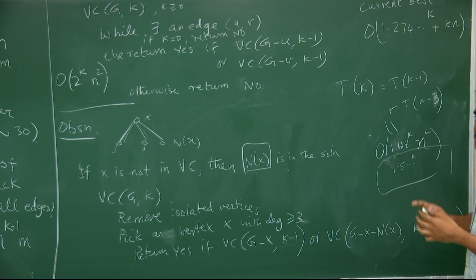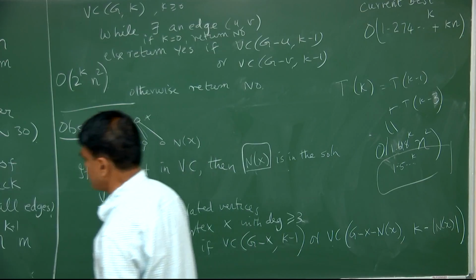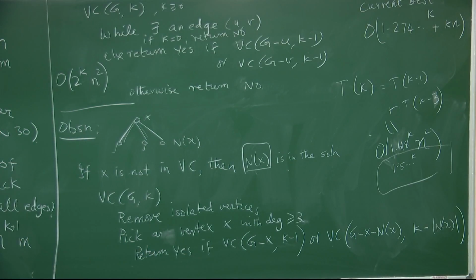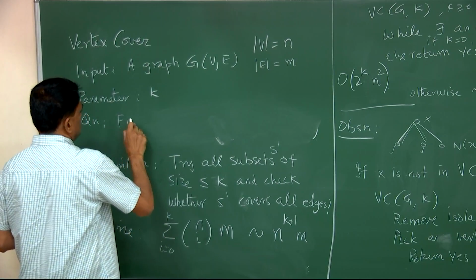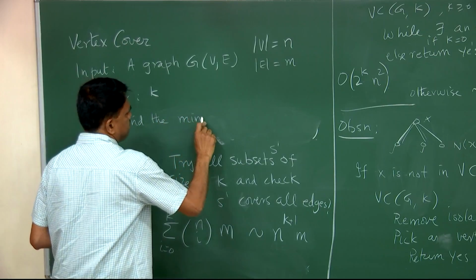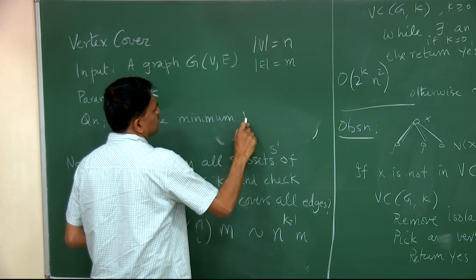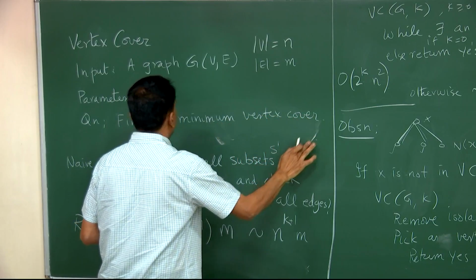So solution size was the parameter I used. I'll give you another example. Let's still work with the vertex cover. But let me change the problem now. I want to find the minimum vertex cover. So I am solving the optimization problem. But then what is the parameter?